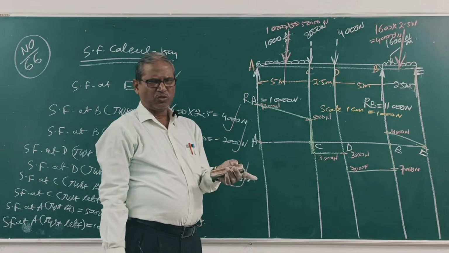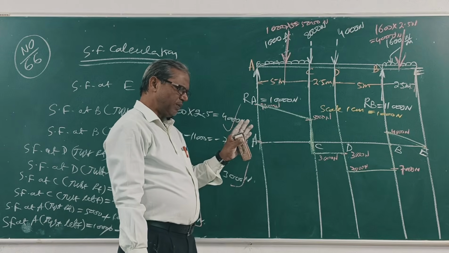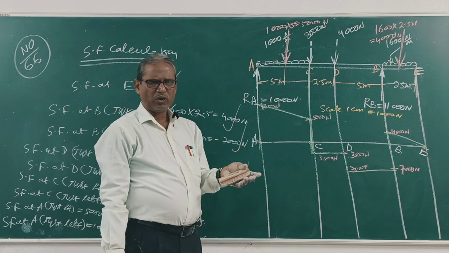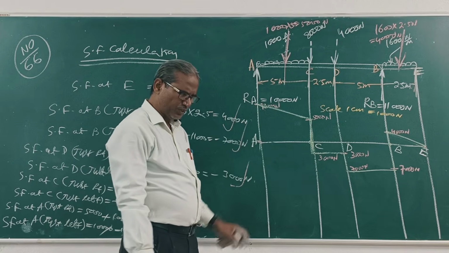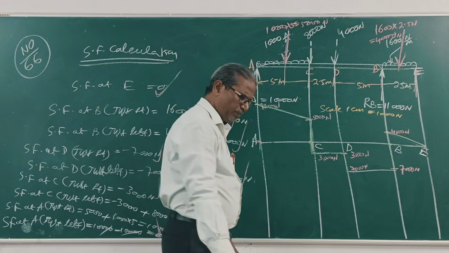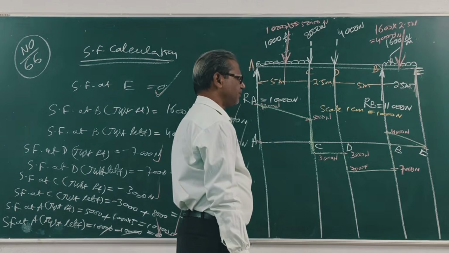One of them may be on the positive side with maximum value, and one may be on the negative side with maximum value. But at these points the BM is maximum. Now find the value of BM at A, B, C, D.